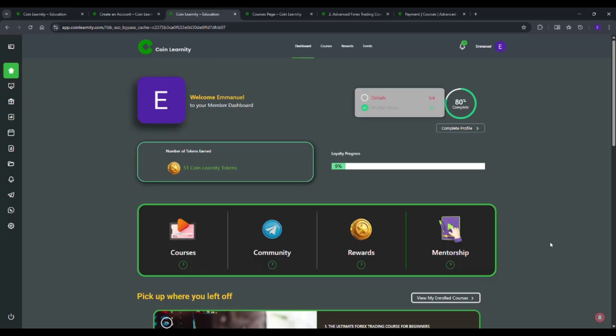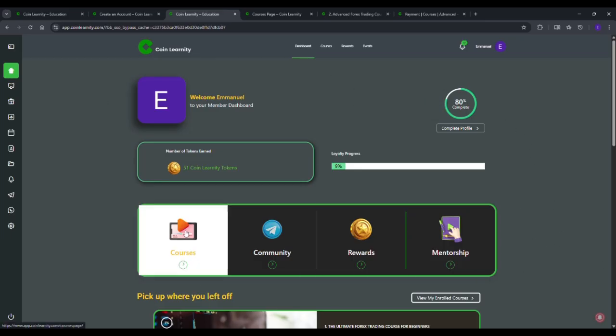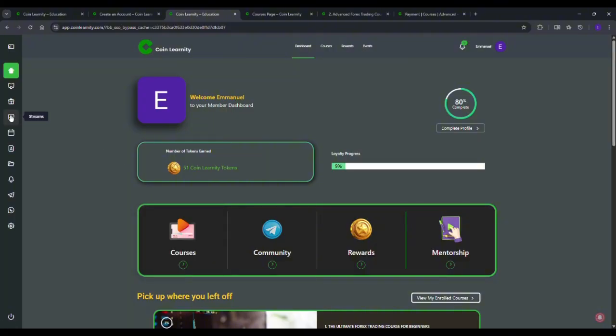Now, we are going to be talking about the different sections of this dashboard, especially the courses section of the personal learning area. Before we do that, I want to talk to you about the stream section of the personal learning area. The stream section is your go-to feed where we drop all the latest videos, updates, and helpful content. It's the easiest way to stay in the loop and catch up on what's new in the forex trading world. So you can take advantage of the stream section to stay up to date with what's going on in the forex world.